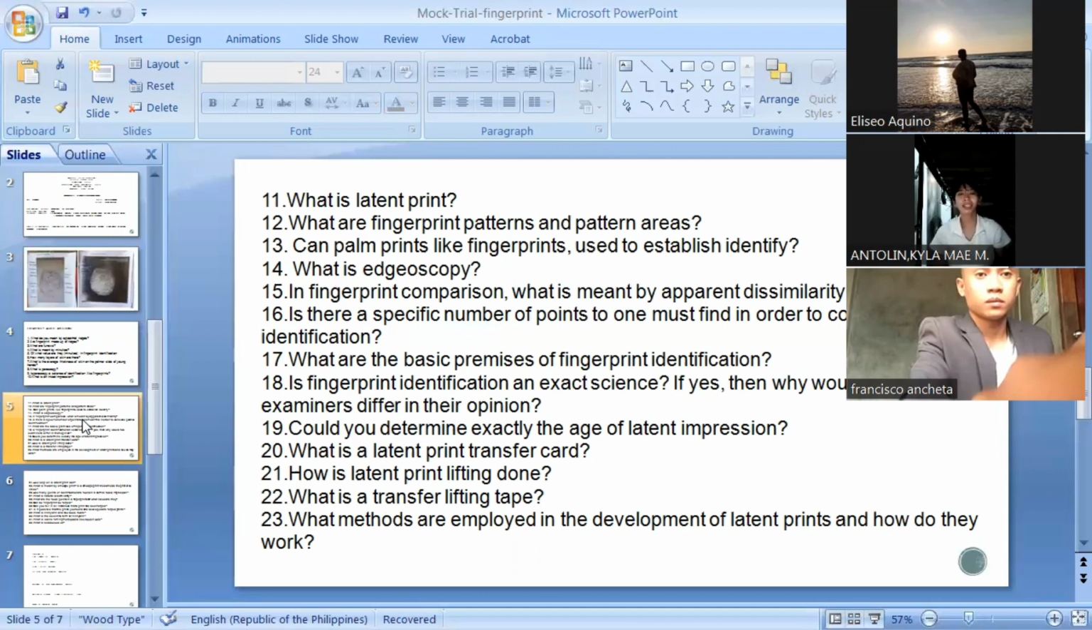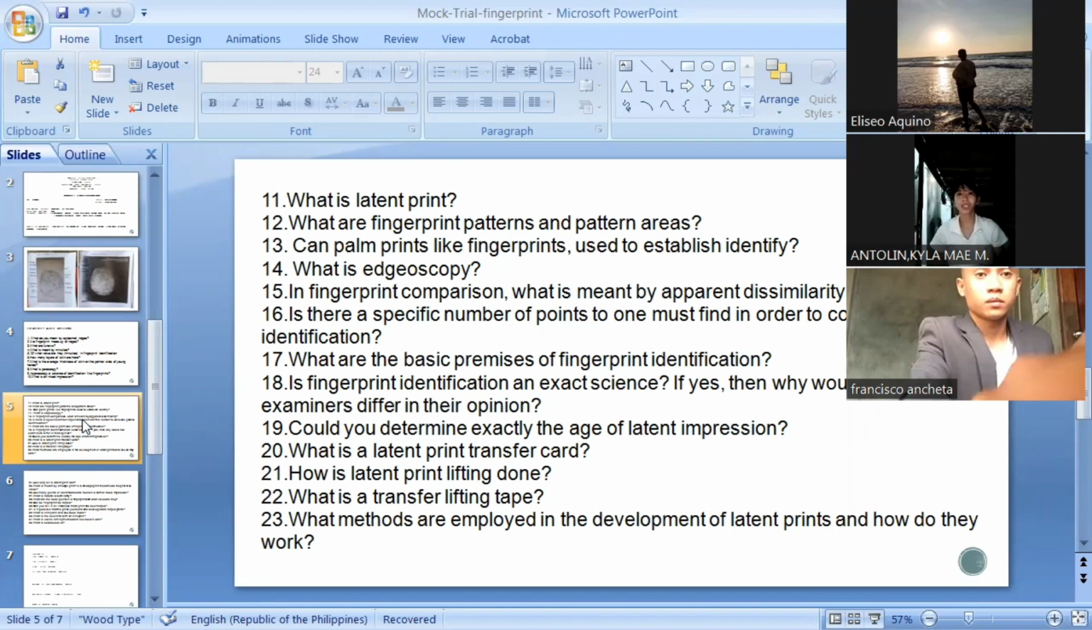19. A latent impression, a fingerprint that was accidentally left on a surface, cannot be precisely dated. There are no reliable ways to precisely calculate the amount of time that has passed since a latent impression was deposited. 20. It allows forensic experts to transport the prints to a laboratory or examination facility for further analysis, comparison, and potential identification.